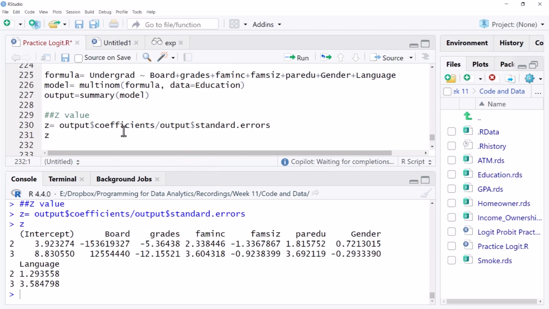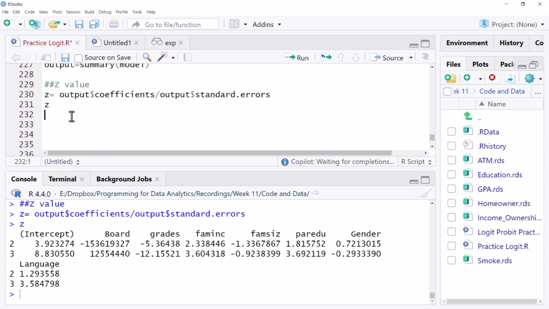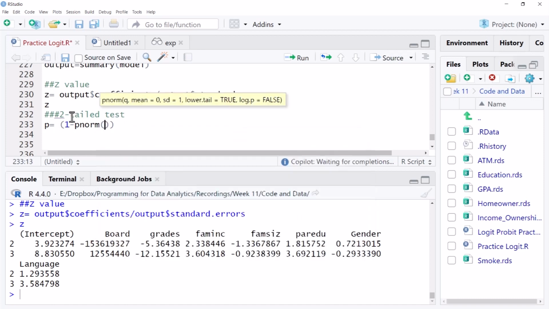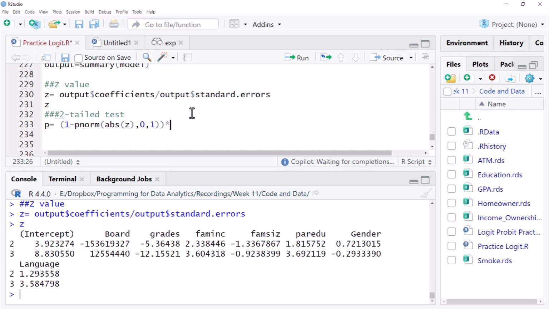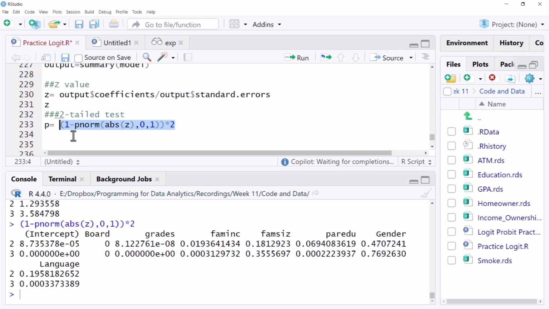See, the choice of no undergrad becomes our reference category here. And now this is a two-tail test. For a two-tail test, I want to calculate the p-value. That's simple. I'll compute 1 minus pnorm, and I'll use the absolute Z values, with mean 0 and standard deviation 1, and we'll multiply it by 2.